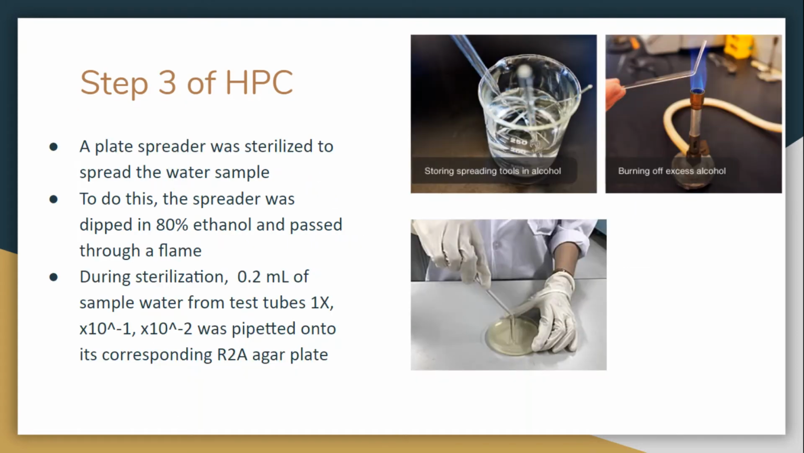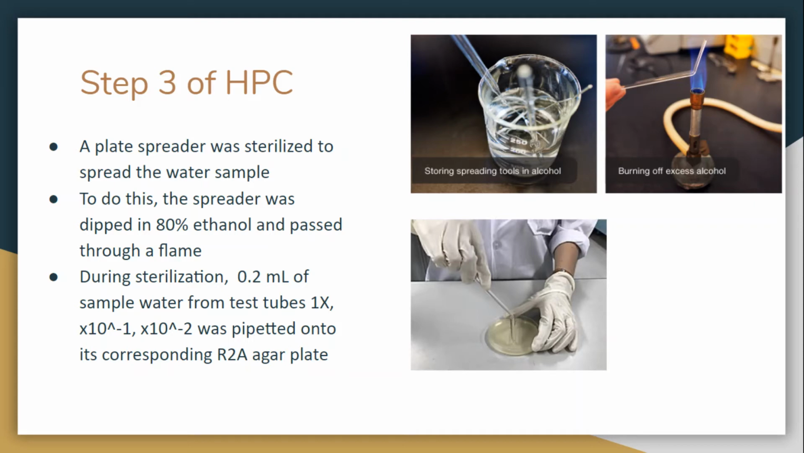In the inoculation process, it is important to sterilize the plate spreader between every inoculation to avoid cross-contamination and errors in results. When inoculating, the plate spreader is dipped into 80% ethanol and passed through a flame for sterilization. For each plate, a 0.2 milliliter sample is pipetted onto the plate and spread evenly across using the sterilized plate spreader.